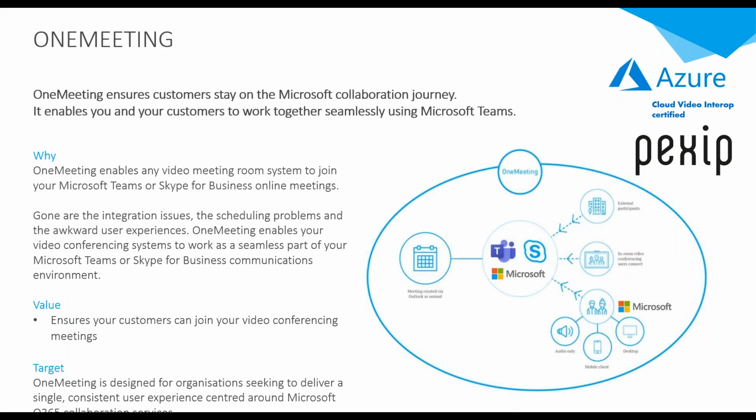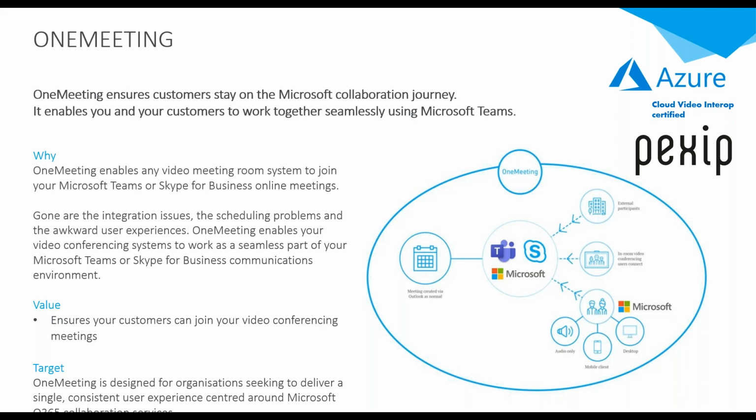So OneMeeting is a globally hosted PEXIP infrastructure that we run at Modality. PEXIP is a video bridging technology, and we use that technology to deliver the OneMeeting service. It's got a variety of flavors of interop, and I'll talk through some of these on the call today. The idea is that you can enable any video conferencing room, regardless of the vendor or which environment or network it sits in or which customer is using it, to join your Skype for Business or Teams meetings.